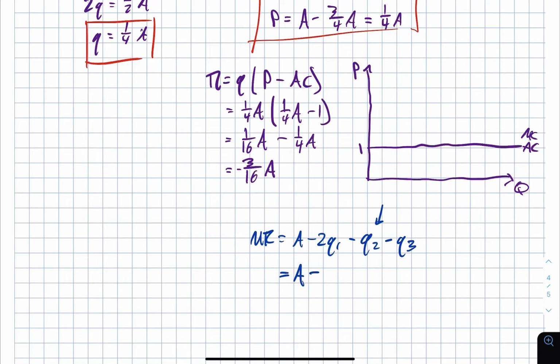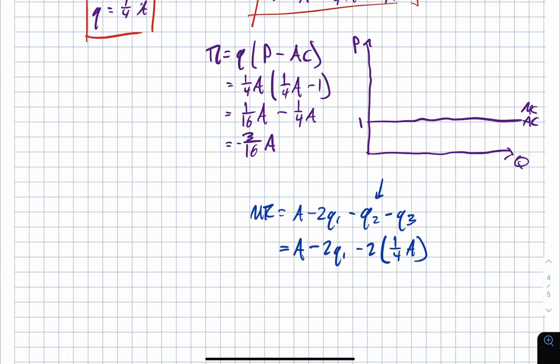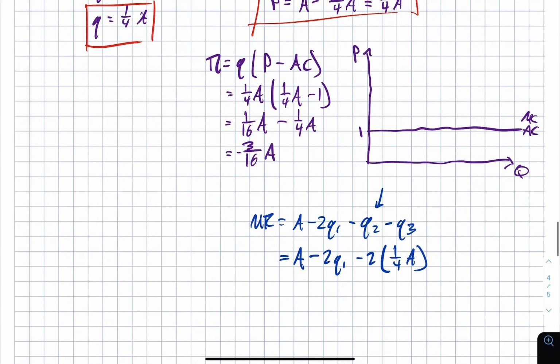We know what they're producing in equilibrium, which is 1/4 A. So I've taken both of them, and they're symmetric, so we can multiply by 2. So that comes out to be 1/2 A, and we have a whole 1A. So we have 1/2 A minus 2Q1. Okay, so when Q1 is 0, we have 1/2 A.